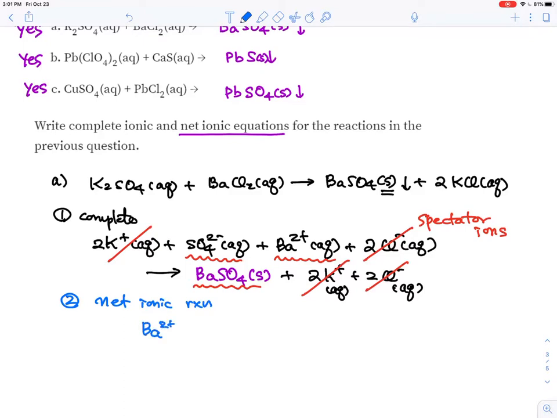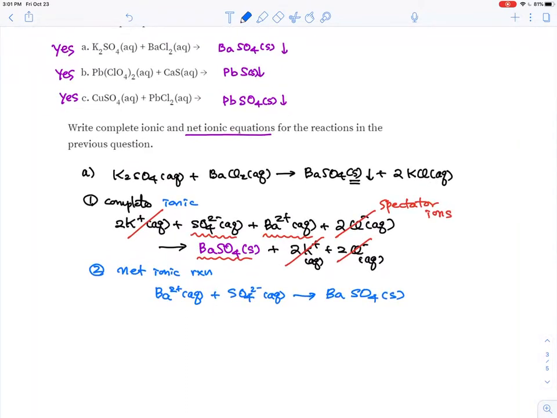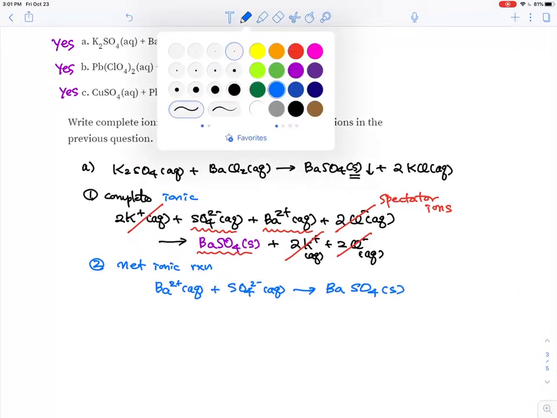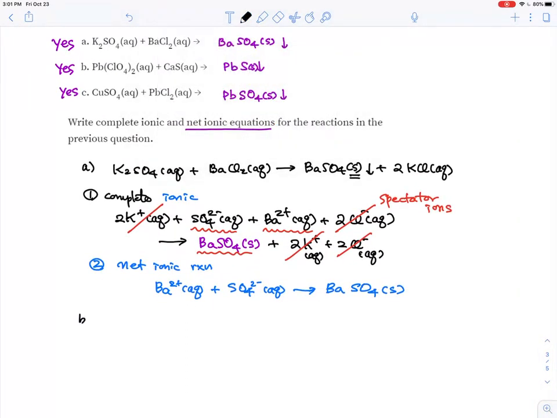So barium 2 plus aqueous, SO4 2 minus aqueous is barium SO4 solid. So that will be the net ionic. Complete ionic is what is shown above here. Okay, so this is pretty much a very similar deal. So let me rewrite this equation once more.